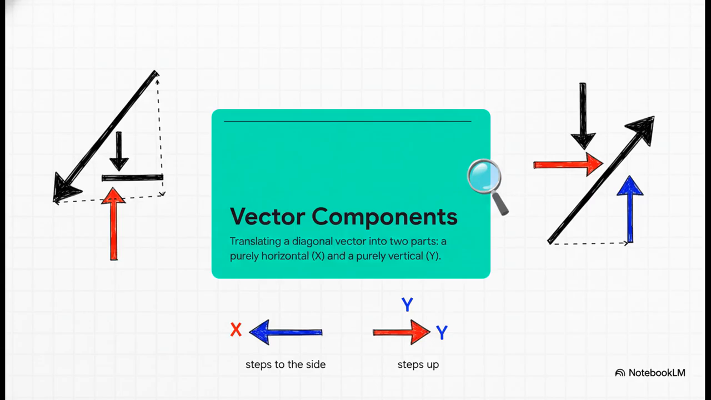And the way we do this is by breaking every single one of those messy vectors down into its components. Basically, we can take any diagonal arrow and translate its journey into two simple instructions: how many steps to the side and how many steps up or down. These little horizontal and vertical pieces are so much easier to add.